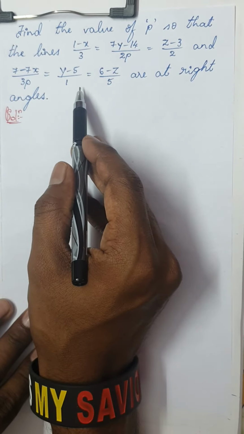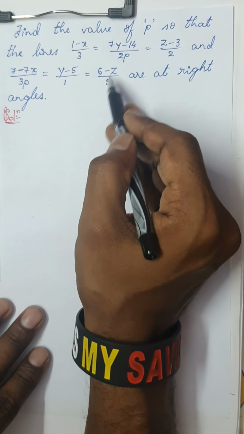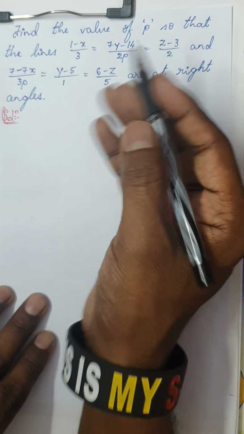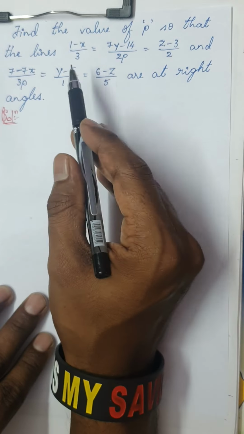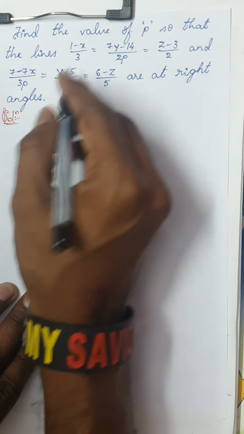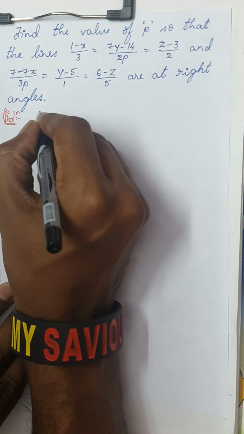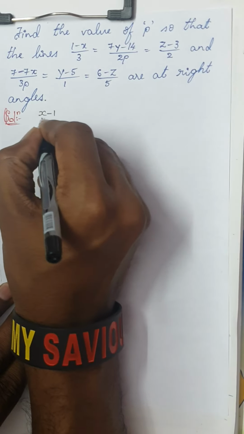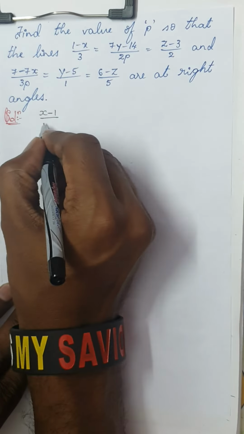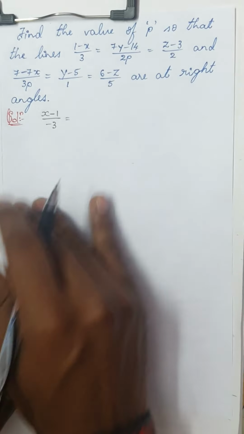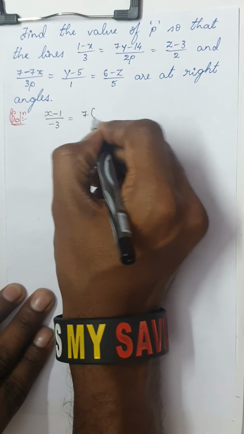are at right angles to each other. What do you mean by right angles? It means the lines are perpendicular. I've already solved a similar question in the previous session. Now let us rewrite the equation. The first one, 1 minus x can be written as x minus 1. So that minus I will take to the denominator. Minus 3. That is nothing but I'll take 7 common.